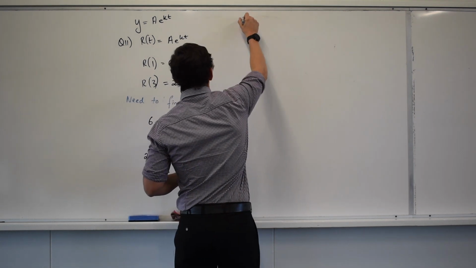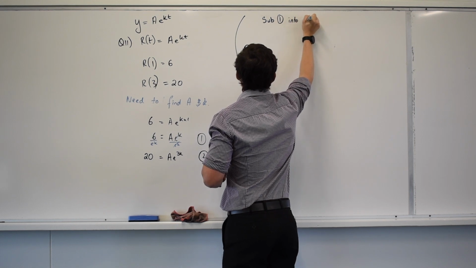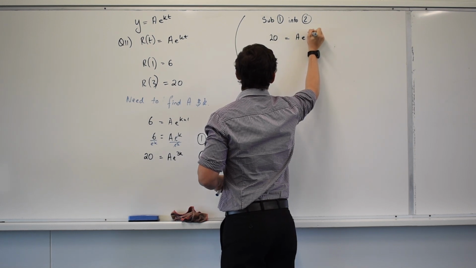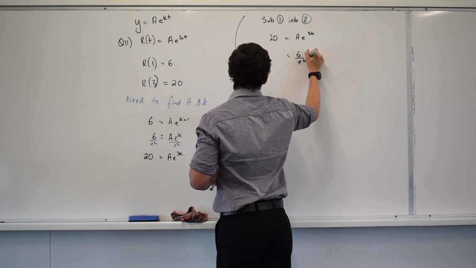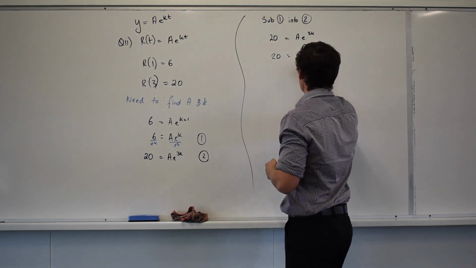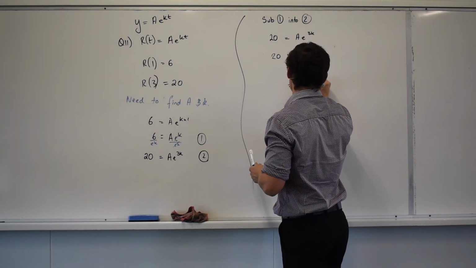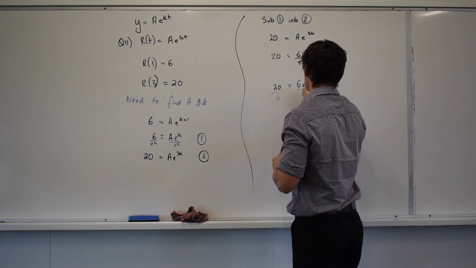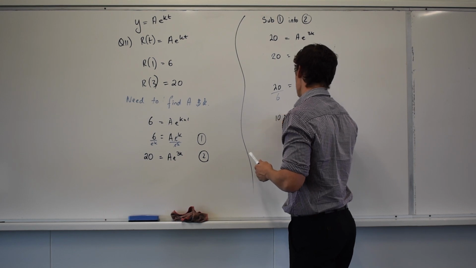So now, over here, I'm going to sub 1 into 2. So 2 was 20 equals a e to the 3k. I'm going to replace a with 6 over e to the k, times e to the 3k equals 20. I can cancel my e to the k with one of my k's up here. And now I've got 6 e to the 2k equals 20. Divide both sides by 6. e to the 2k equals 10 over 3.